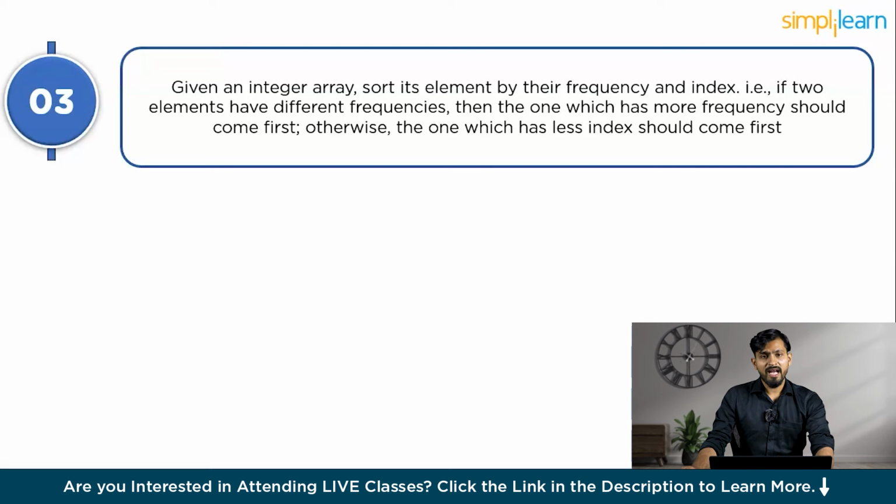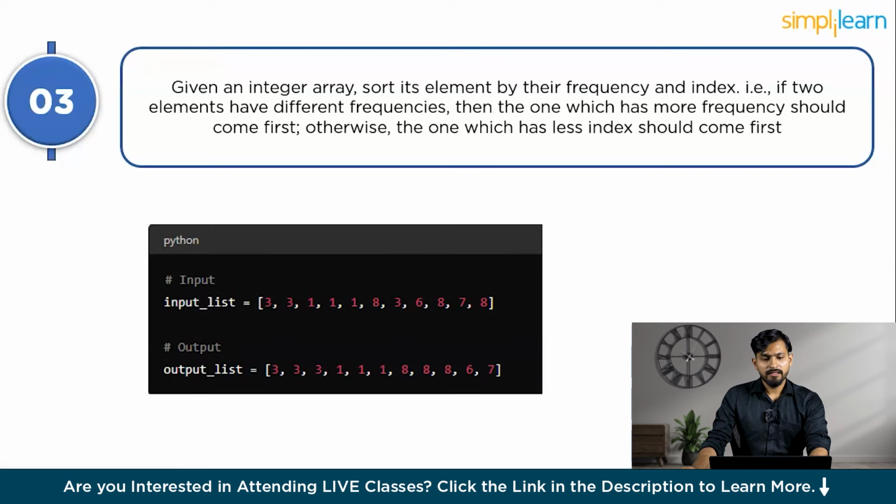Suppose we have this input, 3 3 1 1 8 3 6 8, and we are expecting its output as 3 3 3 1 1 and so on. So basically, what we are printing here is the element which has the higher frequency first. You can see in the output list we have 3 3 3 1 1 8 8 6 7. Now let's try to understand the problem first.